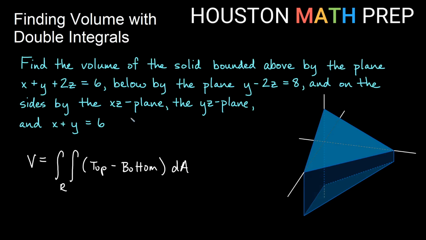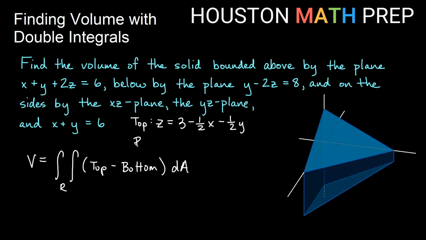Okay, so our top and bottom functions, we'll need to make sure we have those solved for z, so we can plug those into our integral. Our top function, here it says the solid is bounded above by this plane, so that's our top, this x plus y plus 2z equals 6. We need to solve that for z. So we would subtract the x and y to the other side and then divide by 2. If you work that out for a second, you'll see that we get z equals 3 minus a half x minus a half y. So that's going to be our top.